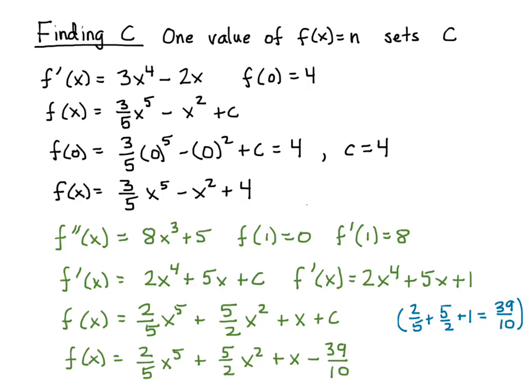Wait, why did you add the 1 to f prime after you went from 2x to the fourth plus 5x plus c? Why did I add the 1? Because I'm looking for the value when x equals 1. So I'm going to say 2/5 plus 5/2 plus 1 plus c equals 0. So if I have 39/10 plus c equals 0, then I know that c equals negative 39/10.